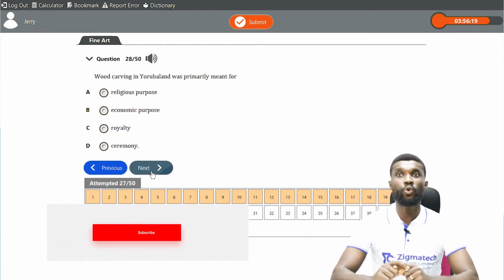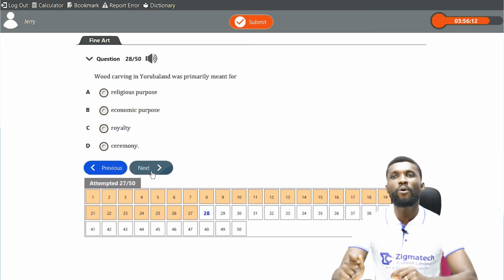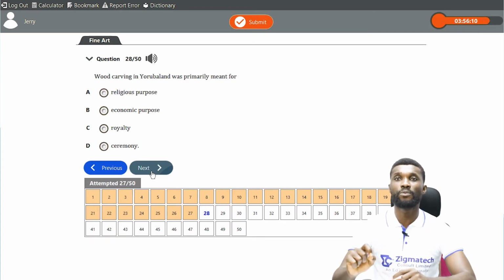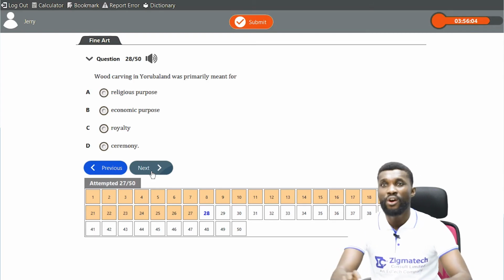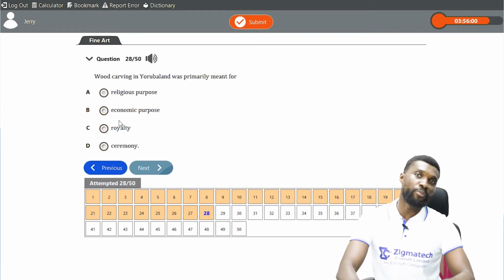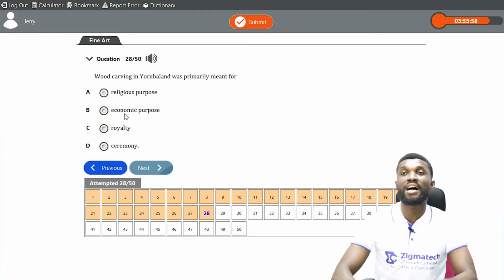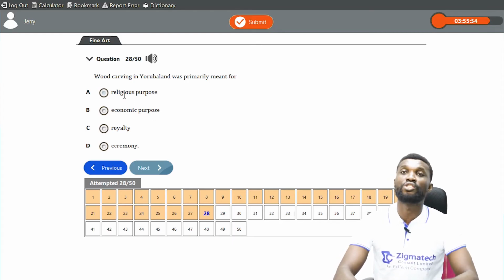Wood carving in Yoruba land was primarily meant for dash. A, religious purpose. B, economical purpose. C, royalty purpose. D, for ceremony. So the wood that is carved for the Yoruba people, what is it really meant for? It is for religious purposes. It is not for economy because they don't sell them. It is their herbalists, their native doctors that carved on woods.